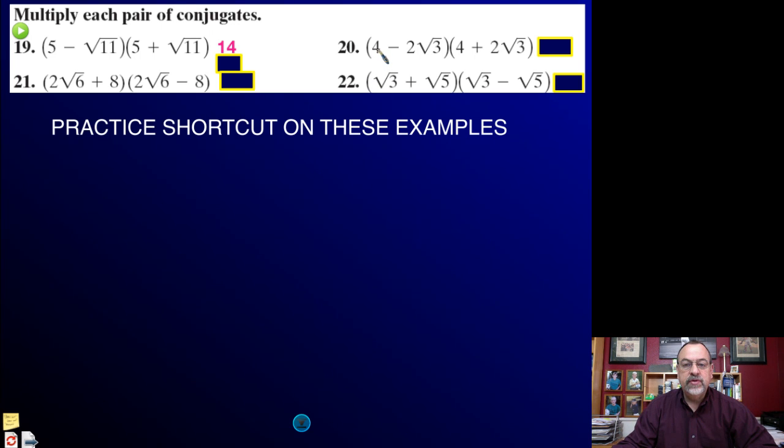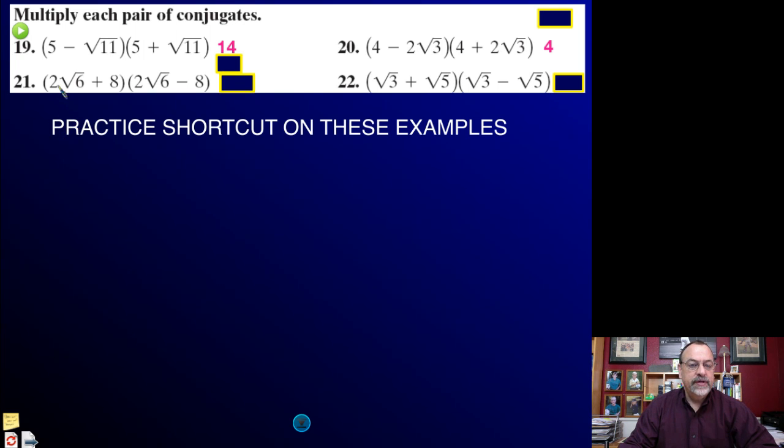Number 20. I notice that these are conjugates of each other, so I can square the first term, square the second. Now be careful when you square the second. You have to square the 2, which is 4, and you have to square the radical 3, which is 3, so that's 4 times 3, which is 12. So 16 minus 12 would be 4. So remember, when you're squaring a radical term with a coefficient, you have to square both parts.